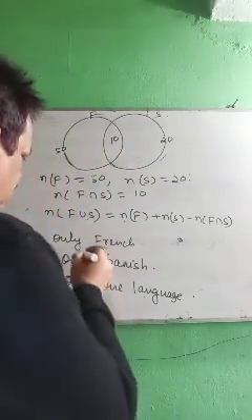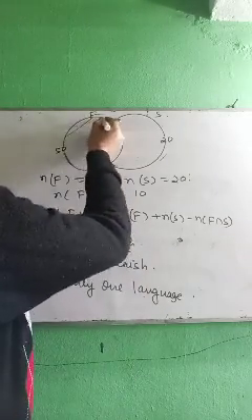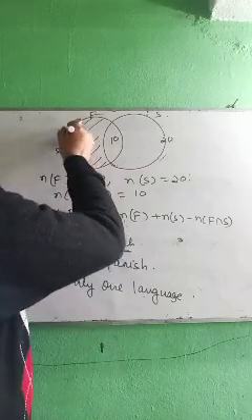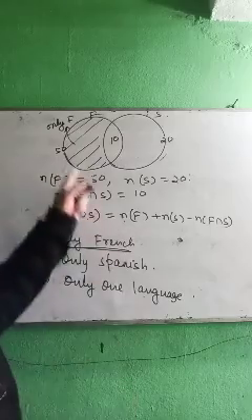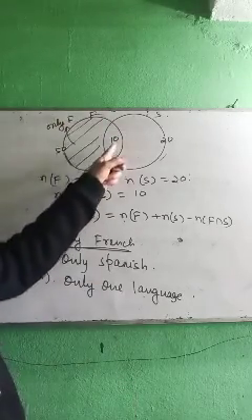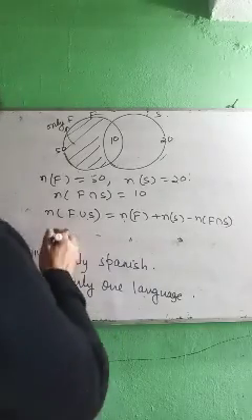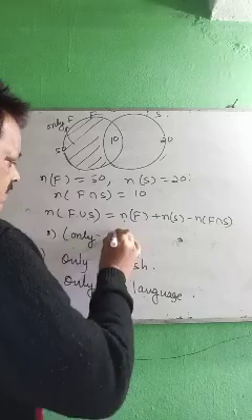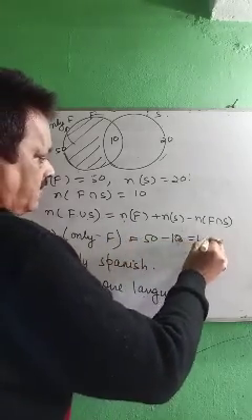Now come to this one, only French. Only French part is this one, look at here. This is called only F. So how to find? Now total minus 10. Number of only French is 50 minus 10, that is 40.